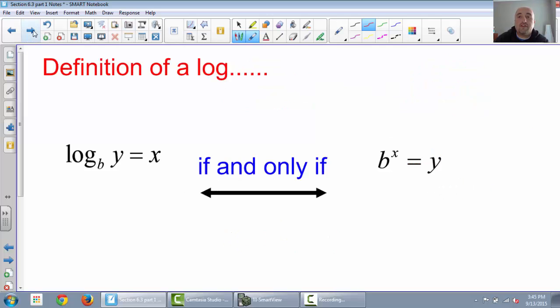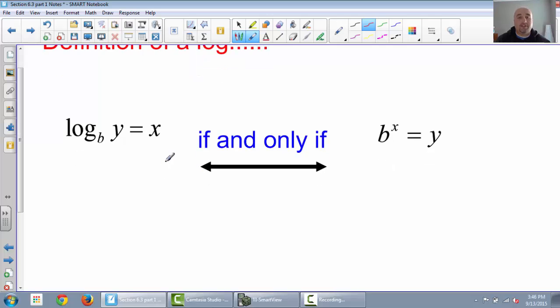Okay, so let's look at the definition of a log and what the definition tells us. It's a very strange definition because they're not words and sentences. It says log base b of y is equal to x if and only if b raised to the x power is equal to y. And the b, the y, and the x are the same in both of these. And these go back and forth. That's what this double-headed arrow means. You can go from left to right or right to left.